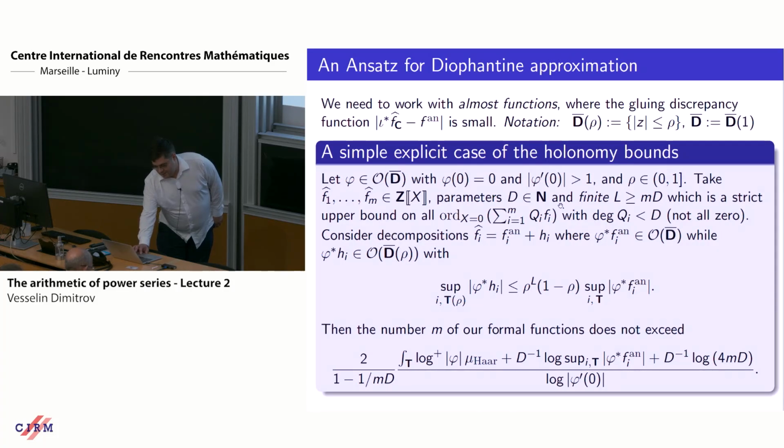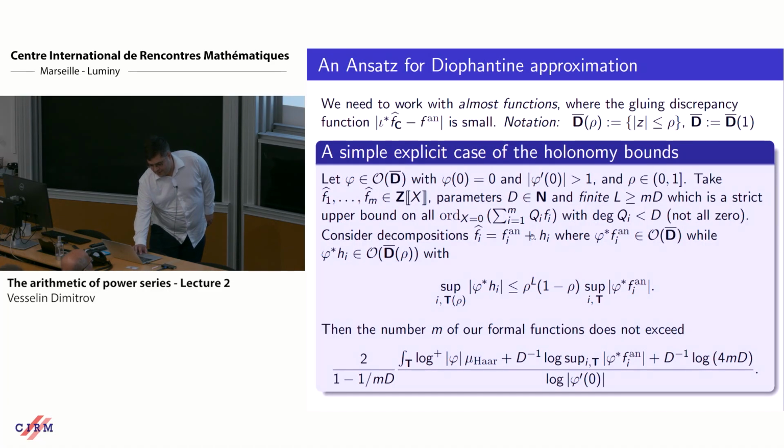But we suppose that we have L as an upper bound on a function of Padé approximability for the order of vanishing at 0 of all formal auxiliary functions, which are linear combinations with polynomial coefficients of degrees less than d of our given functions. I should have a hat here.